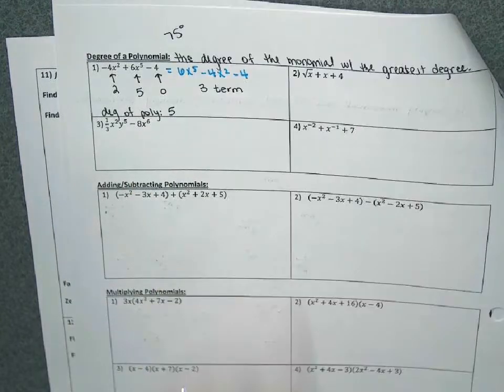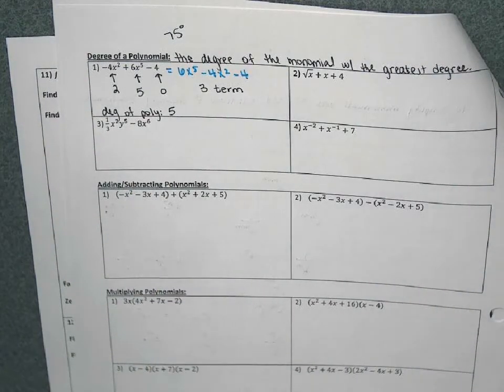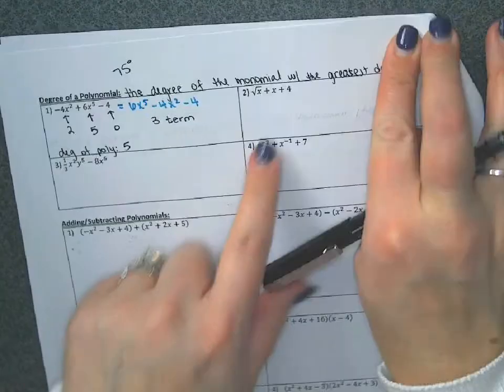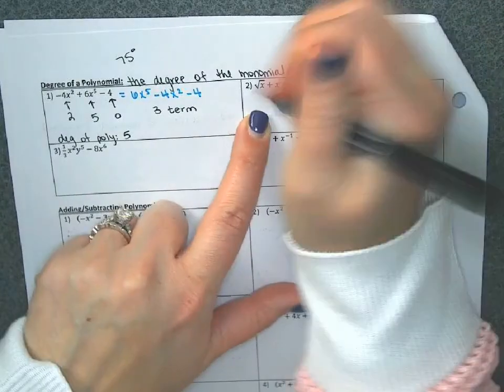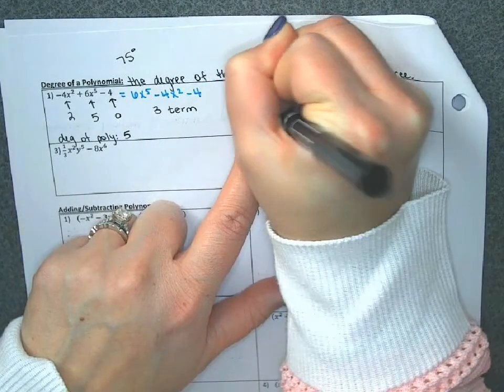Moving on to number 2, this is not a polynomial because you're not allowed to have variables underneath radicals. Okay, a radical is a square root sign. So this one is not a polynomial.